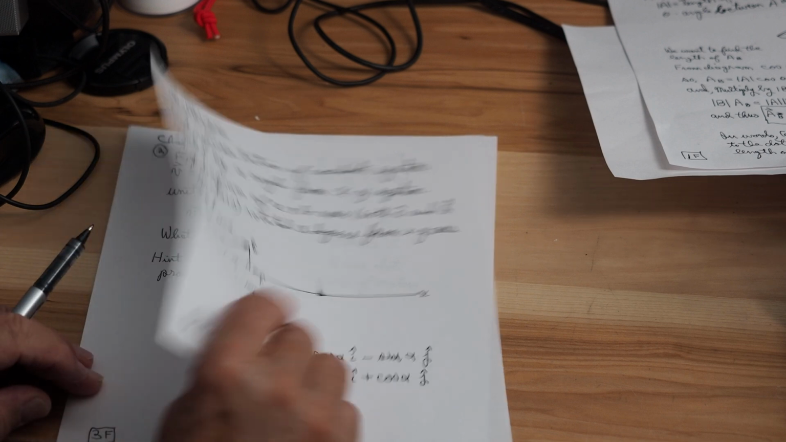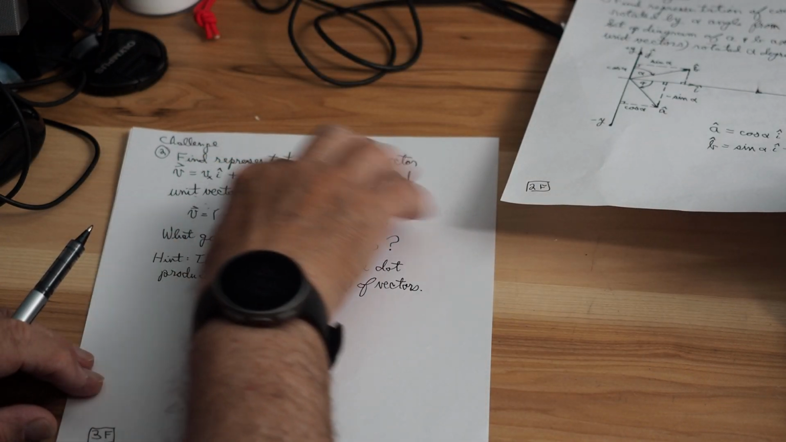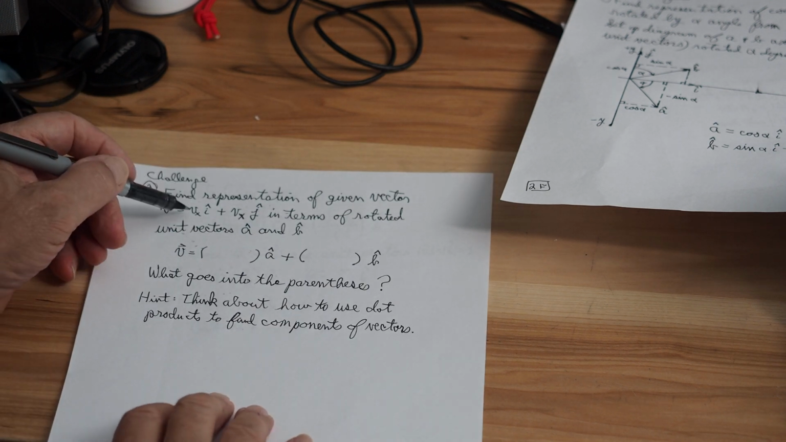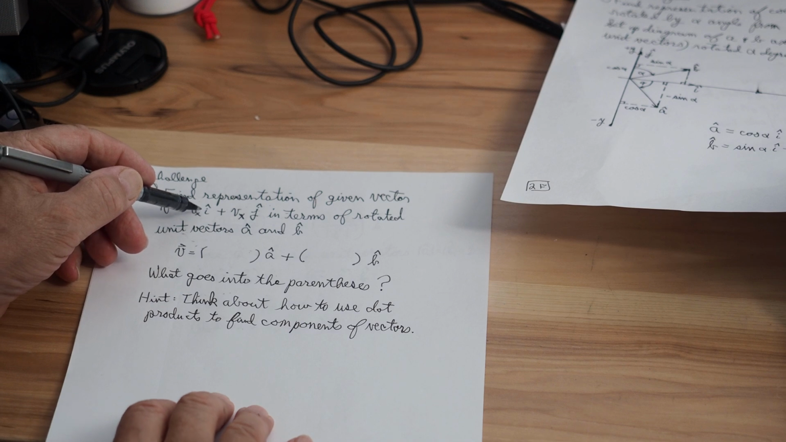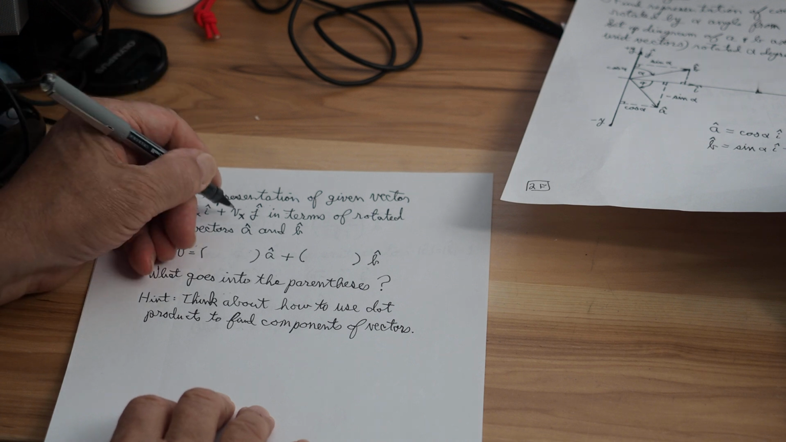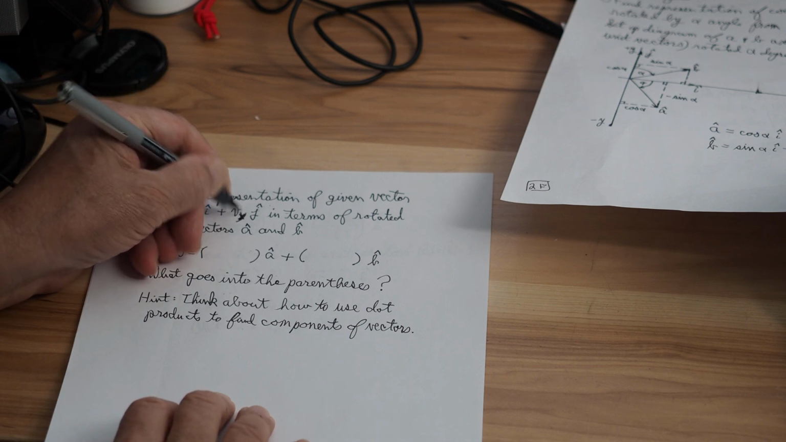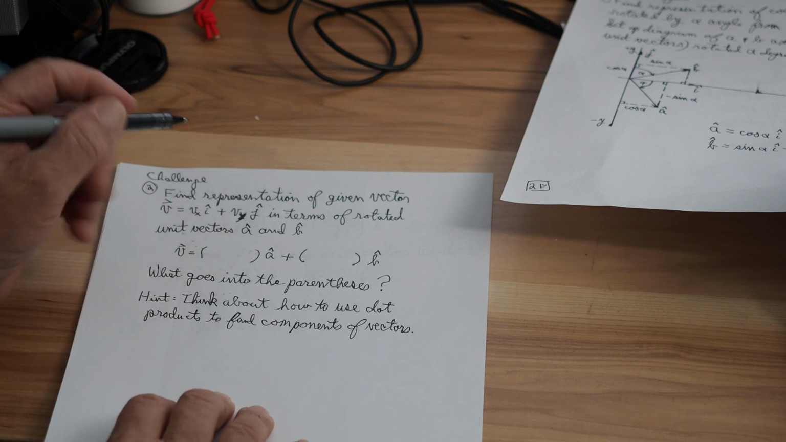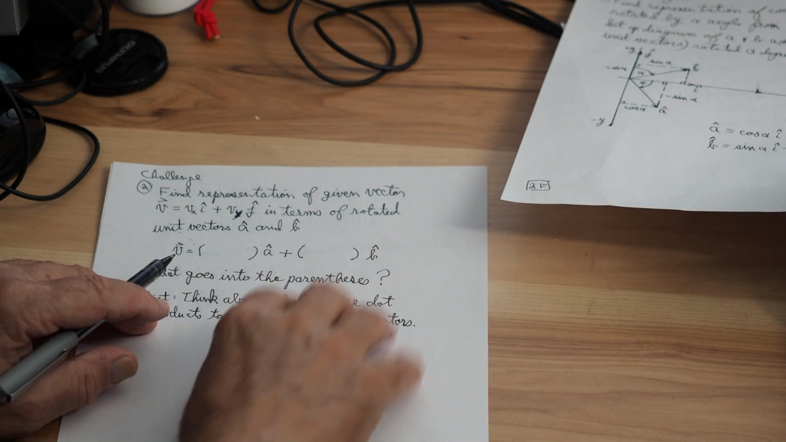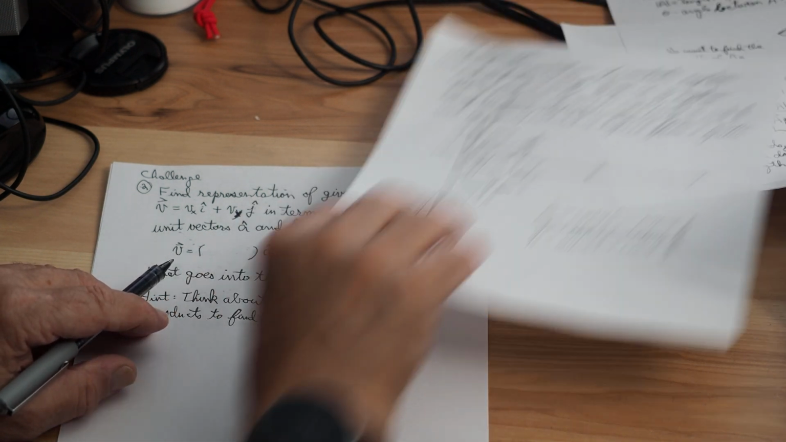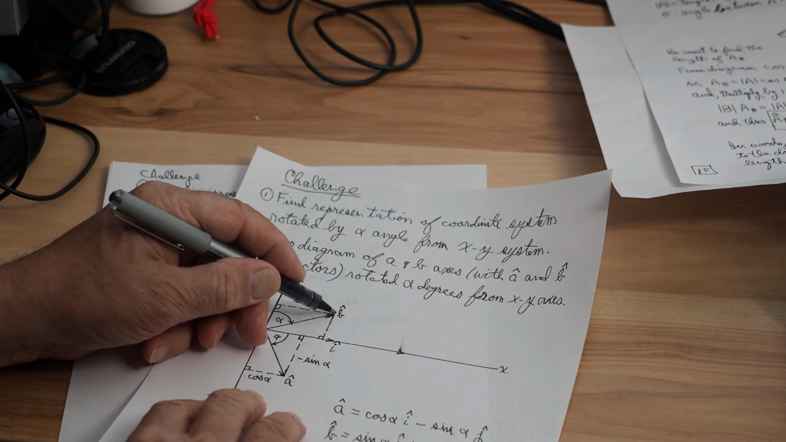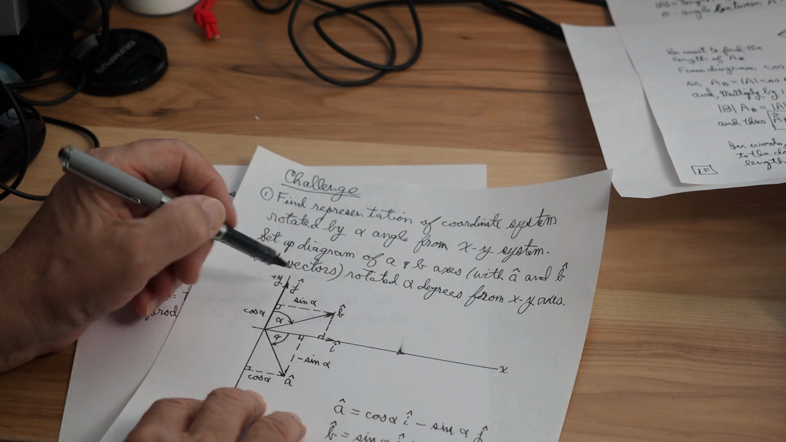Now the challenge becomes to find a representation of a given vector, V. The vector V is represented with the x component times the i unit vector plus the y component times the j unit vector, and we want to find this representation in terms of the rotated unit vectors A and B. In other words, we want to describe V in terms of these two unit vectors, not in terms of i and j.